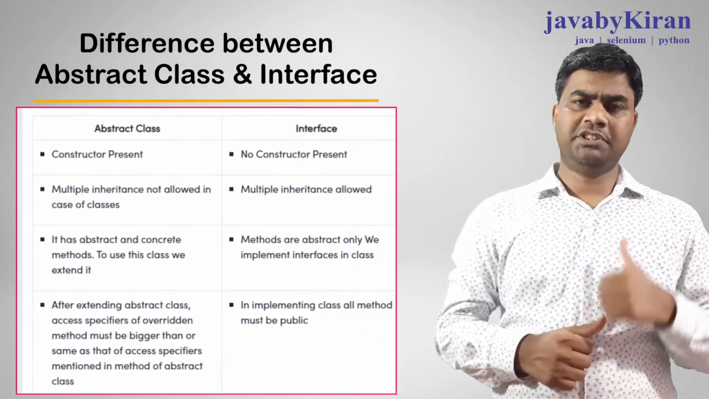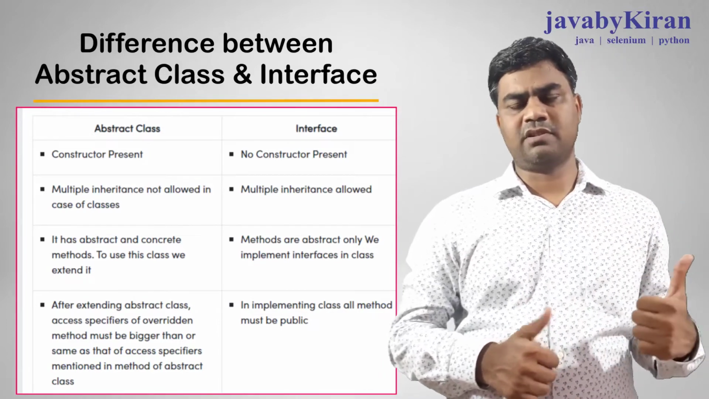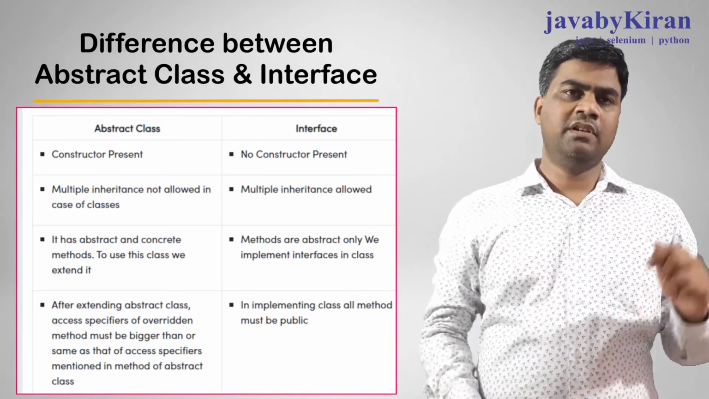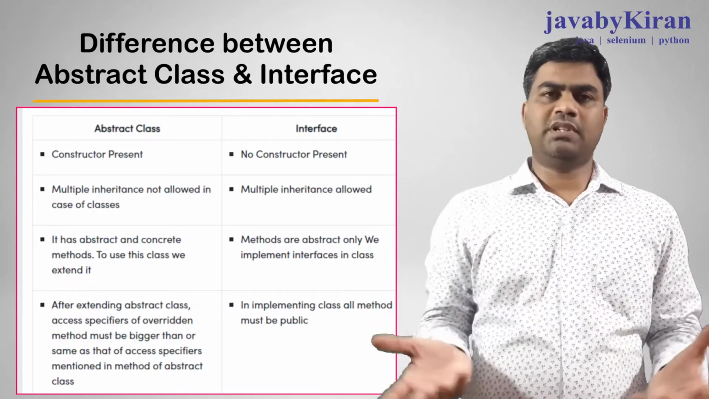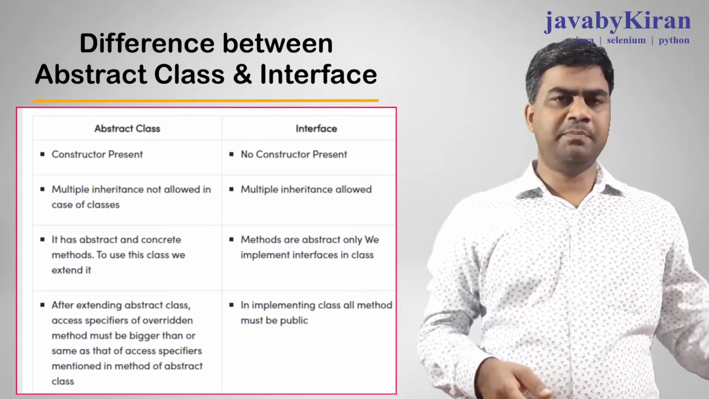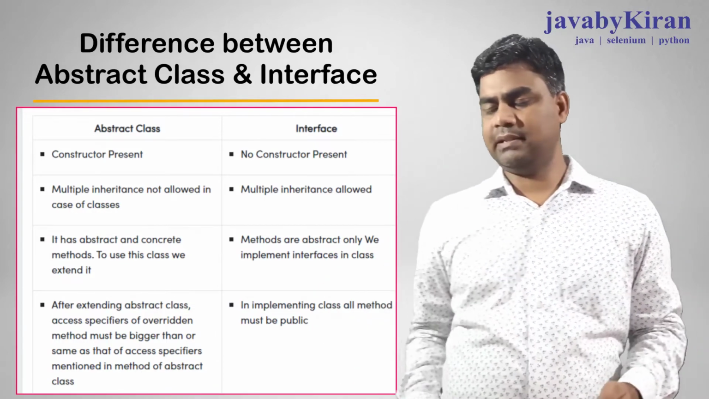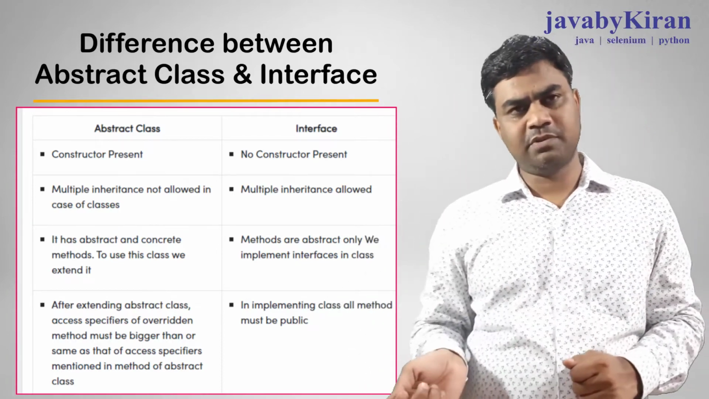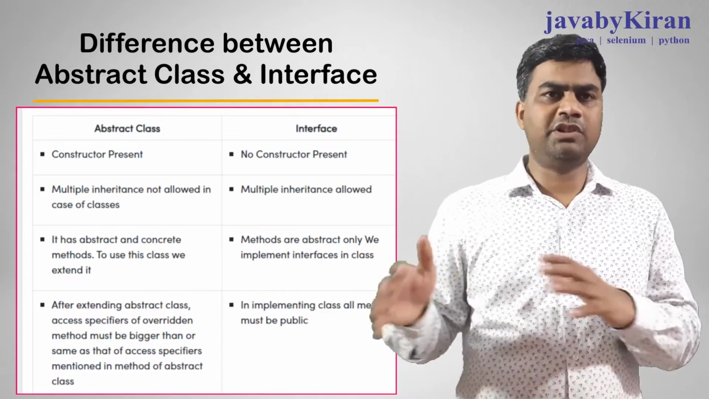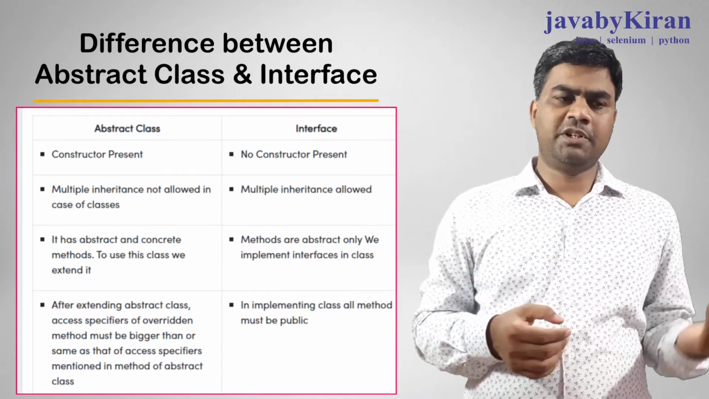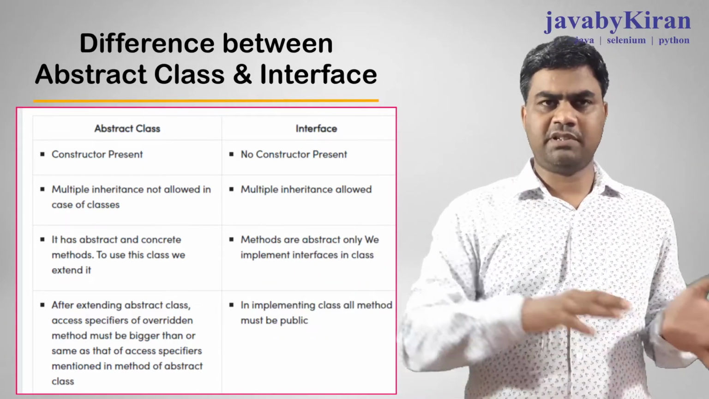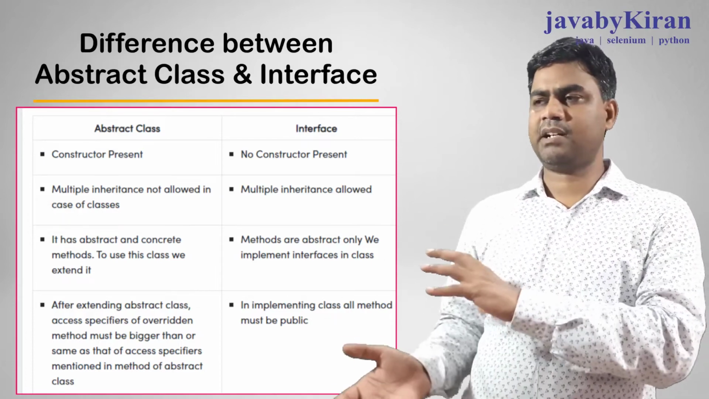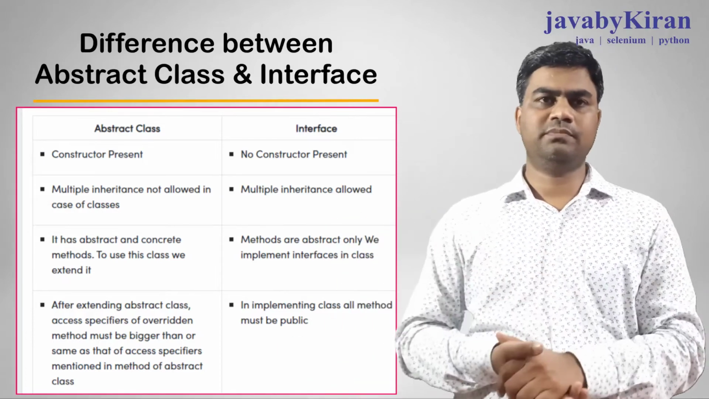So number one, an interface cannot have a constructor, an abstract class has a constructor. You cannot create an object of both, that's true. An interface needs to be implemented, an abstract class needs to be extended. An interface supports multiple inheritance, an abstract class does not support multiple inheritance. Interfaces will have only abstract methods. An abstract class can have abstract as well as concrete methods, a mix of both.